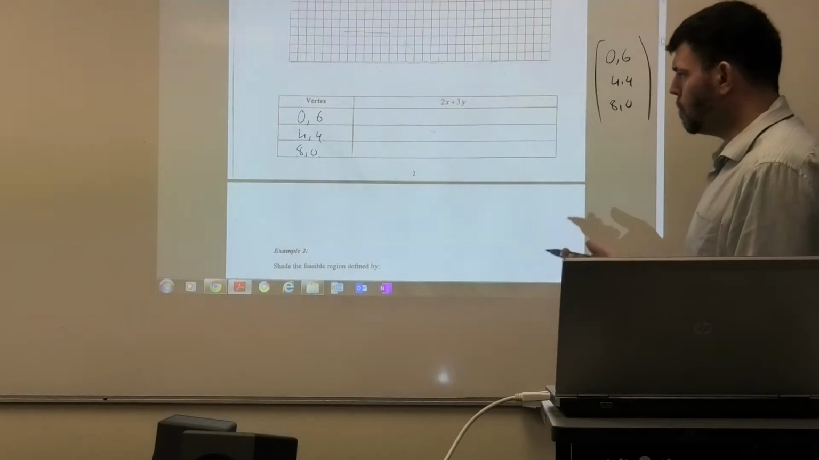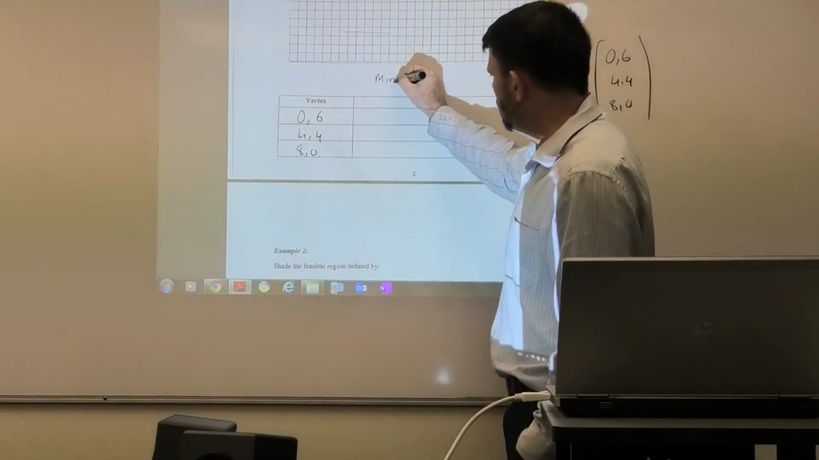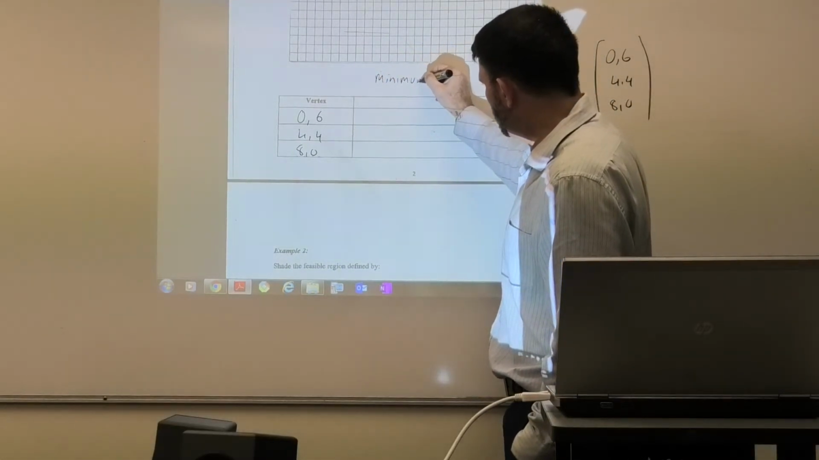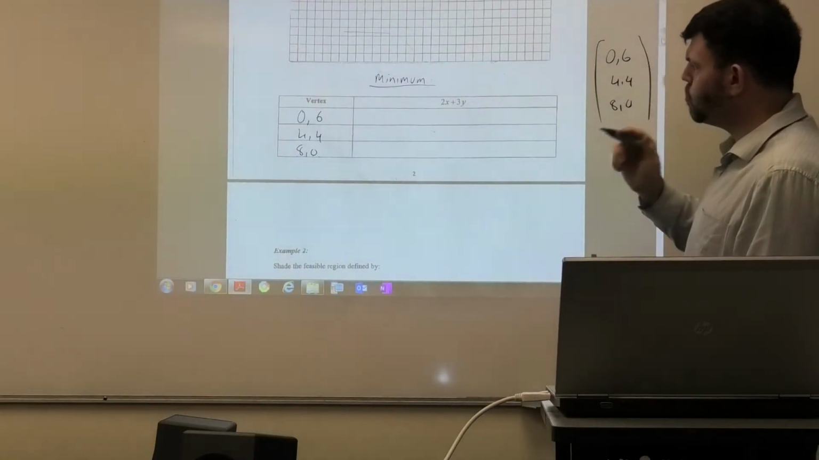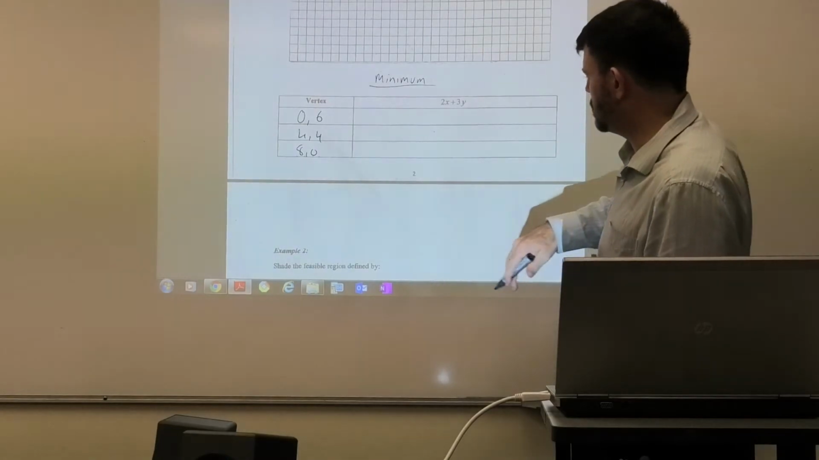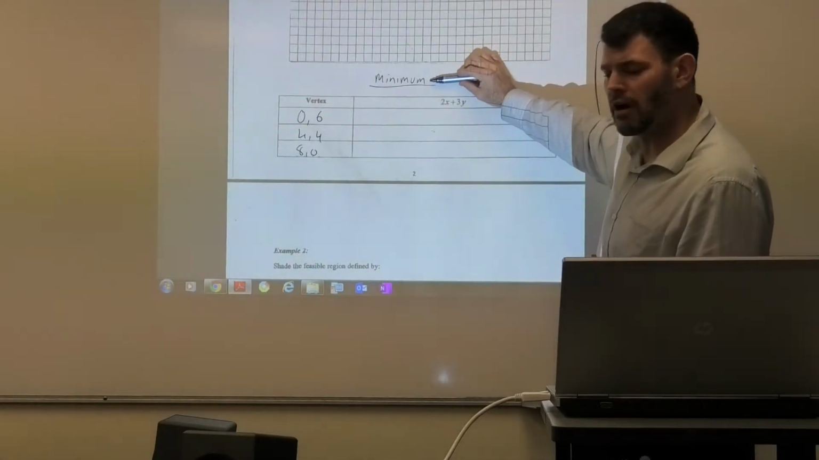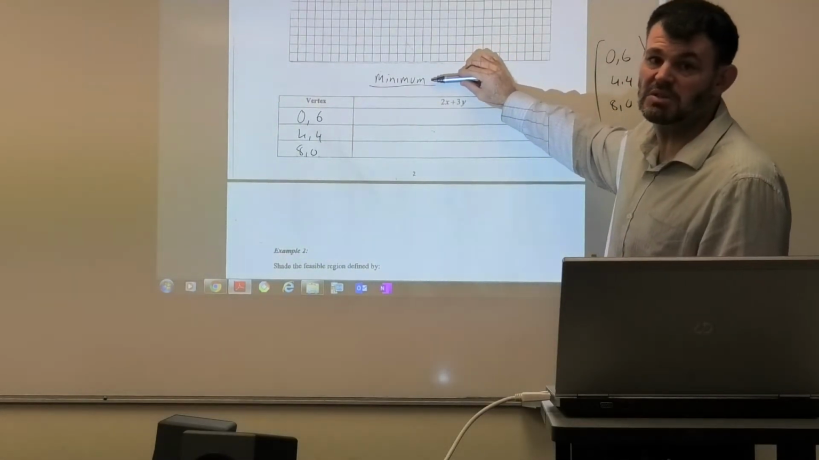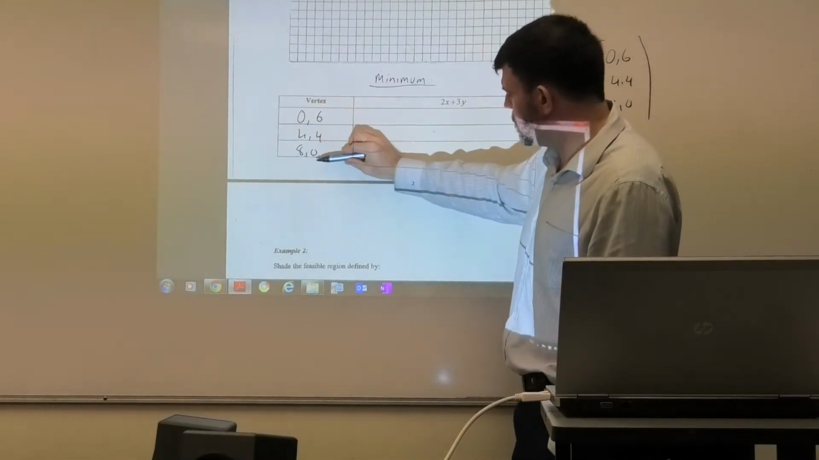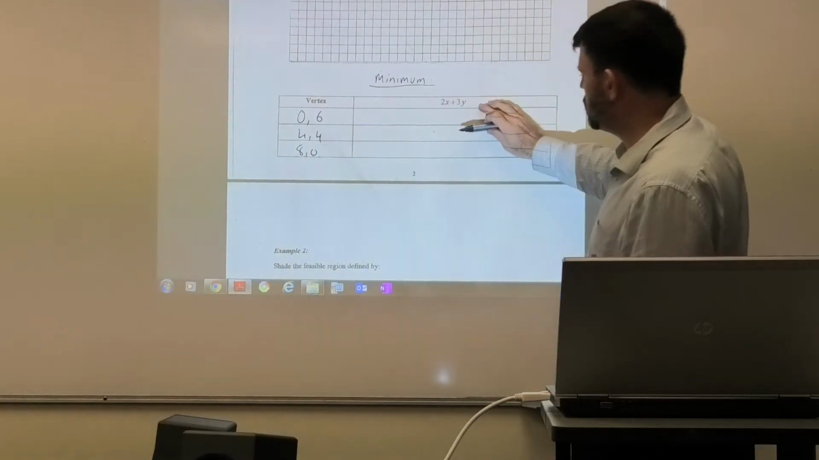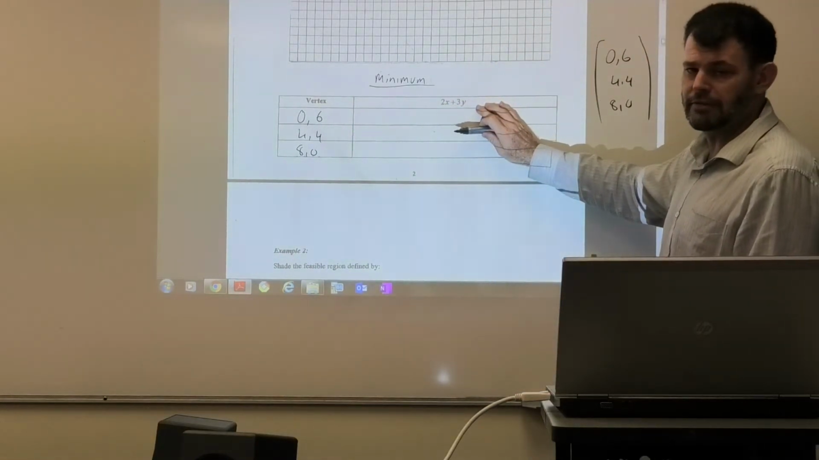Now, recall we wanted to find the minimum. So the optimal solution is what it's dictating, what it's actually trying to get us to find. We're trying to find the optimal solution which is going to give us the smallest possible answer. And we do that by using these coordinates and substituting them into the objective function.